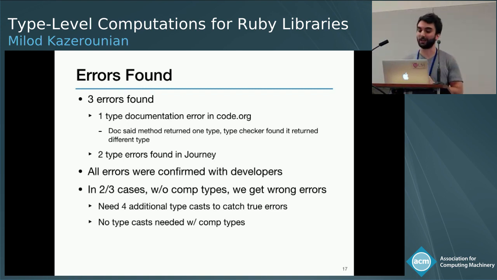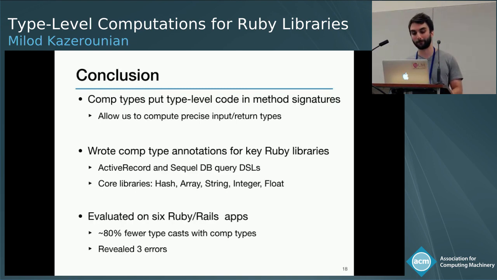So we confirmed all of these errors with the developers, and also in 2 out of 3 of the cases, we found that if we did not use CompTypes, we would get some false positives. We would get the wrong errors. And we would need to insert additional typecasts until we actually caught the true errors. By contrast, when we used CompTypes, we needed no additional typecasts. So again, we think the precision we gained from the system assisted us in catching these errors.